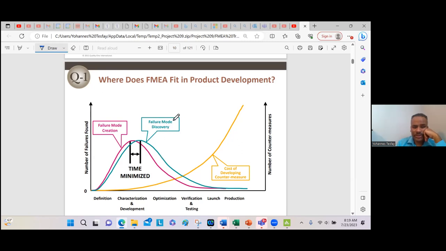the cost becomes very high when it happens. Failure mode discovery, and this one is failure mode creation. So you do this in design in FMEA, but this one you might find in the field, at the customer. If you minimize that time, you're going to have a cost structure like this, a cost structure like that. Okay, countermeasure for the development of your countermeasure.